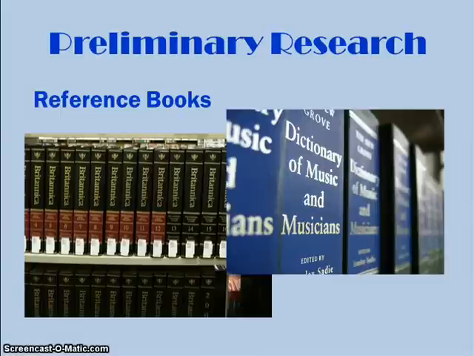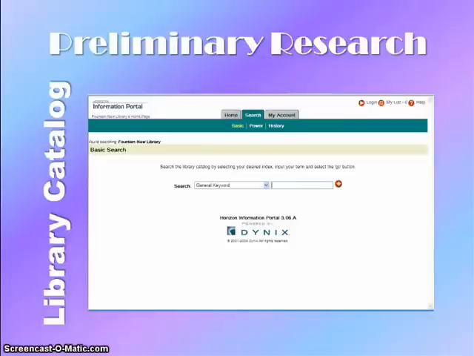You can also look in more subject-specific reference books. Say, for example, you selected Stravinsky, a famous music composer, as your topic. You may want to consult the New Grove Dictionary of Music and Musicians. Next, search the library's catalog using your topic as a keyword search to see how many resources are available in Brewton Parker's library. If you see 50 books on that topic, you may want to focus it more.